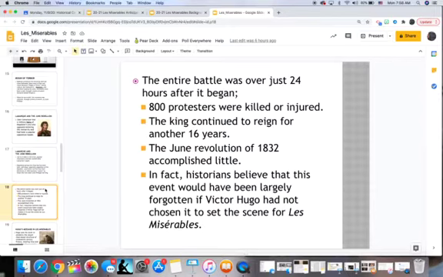Ultimately, 800 protesters were killed or injured. The king continued to reign for another 16 years. This little revolution that was based around Lamarck's funeral had accomplished very little. In fact, many people will argue that it largely would have been forgotten if Victor Hugo had not chosen it to set a major scene in the story we're about to study.